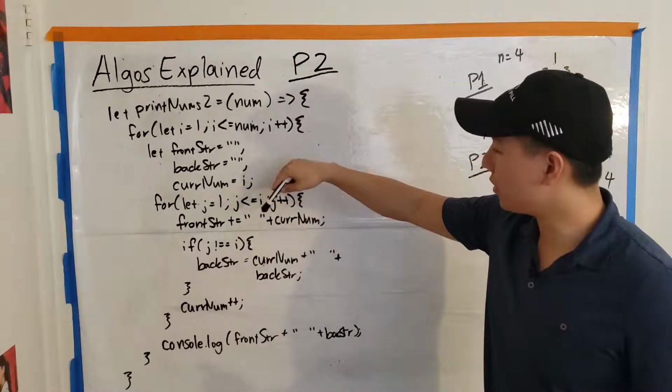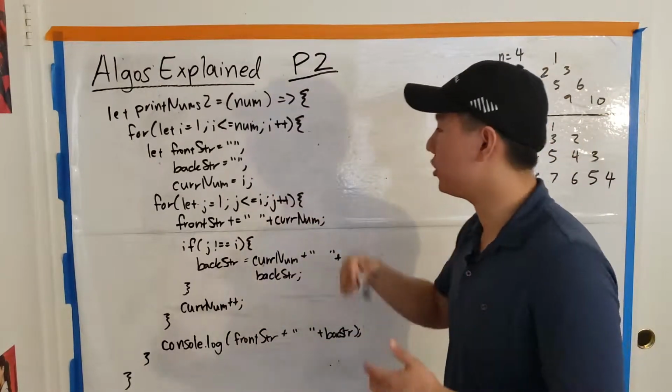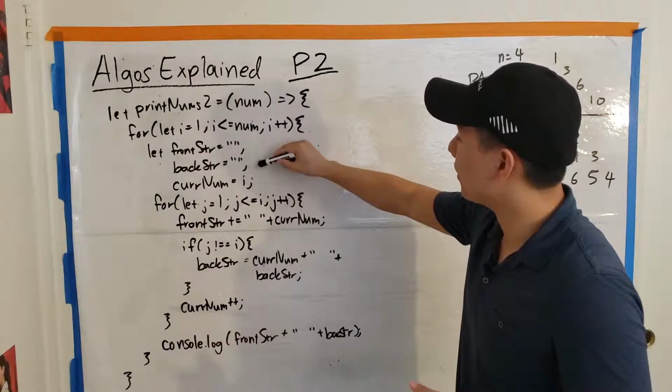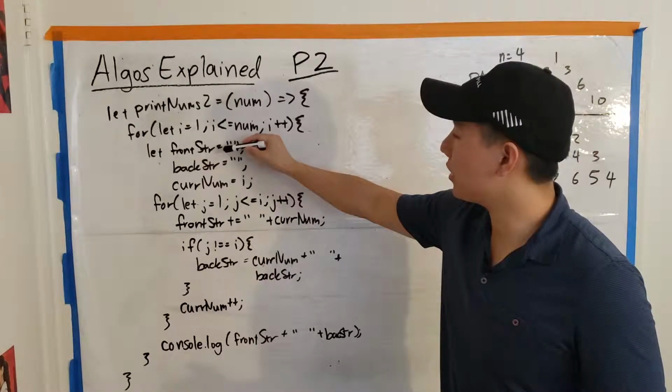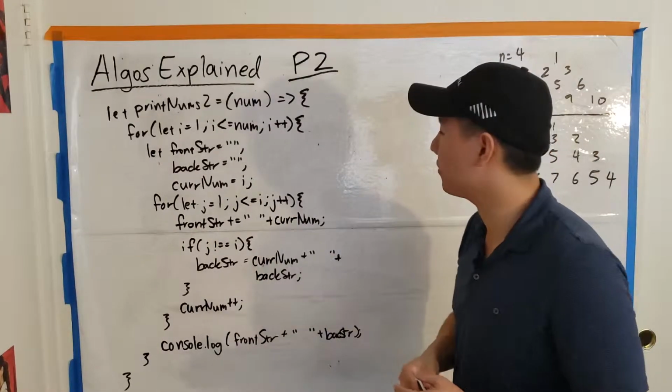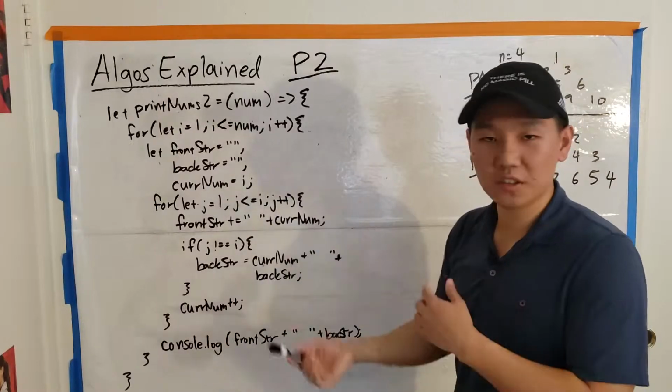And so, of course, the middle one will be in charge of building the string that we do print out. We have a couple of variables here: front string, back string, and current number. I went with the front string and back string method instead of taking one front string and then reversing it later.